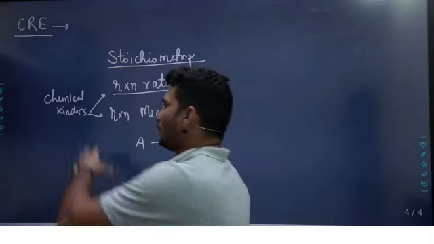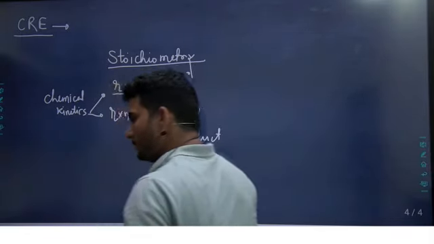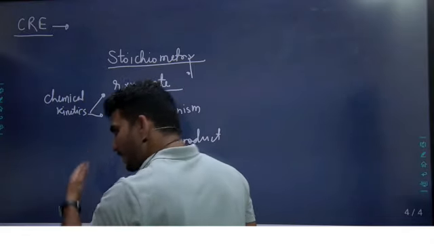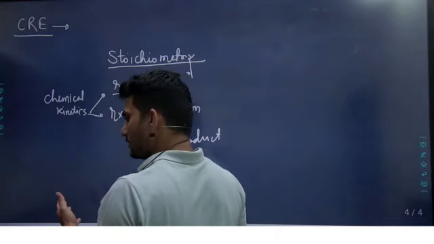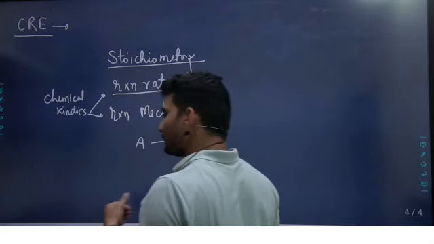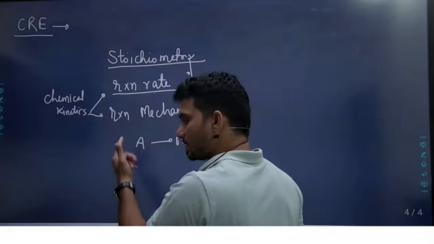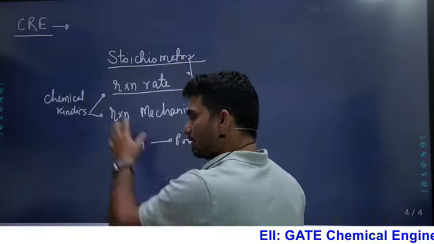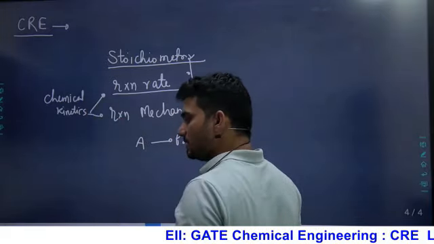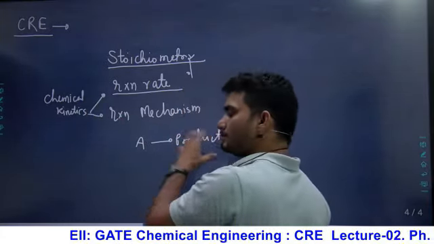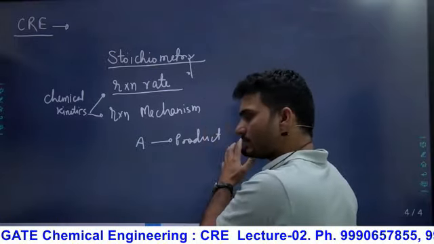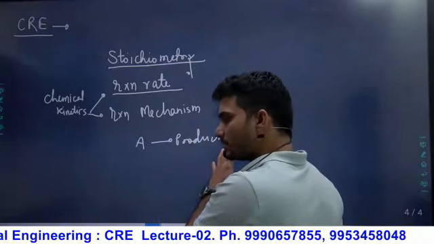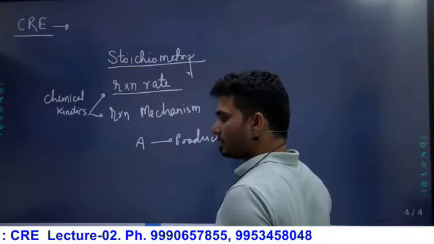Now, along with chemical kinetics, we will understand the designing of chemical reactors. The designing of chemical reactors for what? For homogeneous reactions, for heterogeneous reactions, for biological reactions. So we will design the reactor.